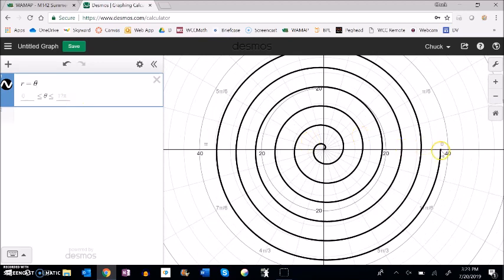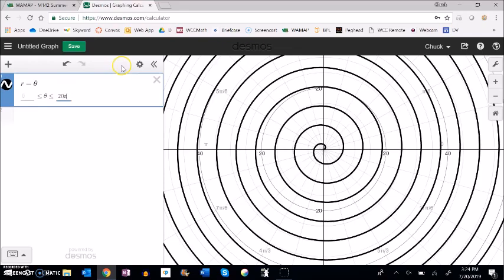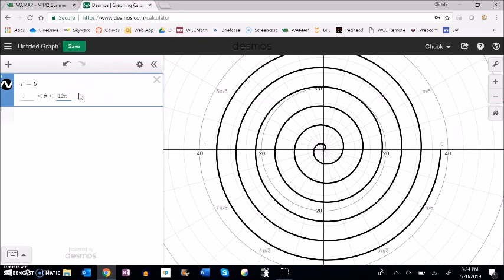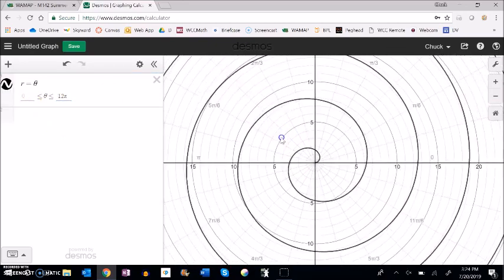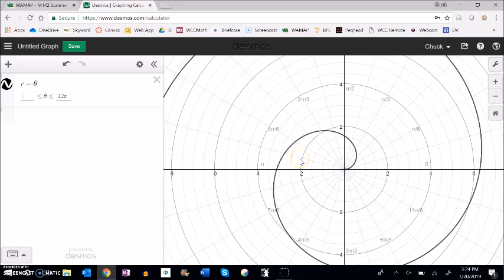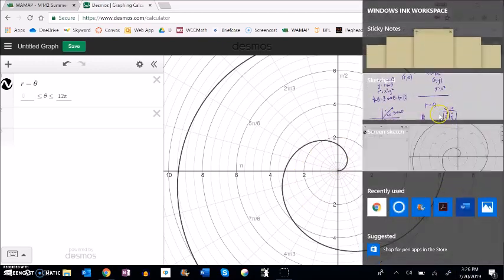It stops there because that's 12 pi. You can make it go further. Like if I made it go 20 pi, it goes out even further. So there's a range in here. If you're ever graphing things in Desmos and it doesn't feel like it's the whole thing, look at that range for what theta could be. Let's take a peek at this as it rotates around. So notice that as our angle is getting bigger, the distance from the origin is getting bigger. I'll put this somewhere where I can write on it.